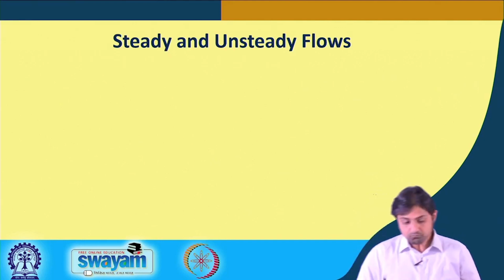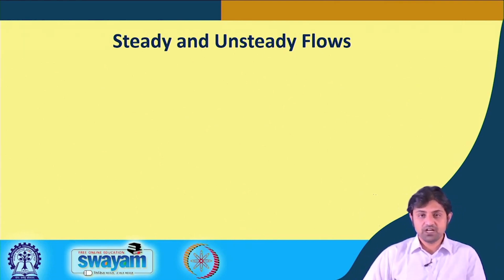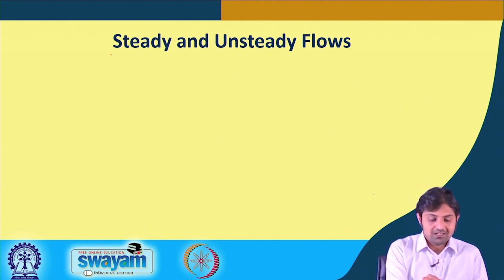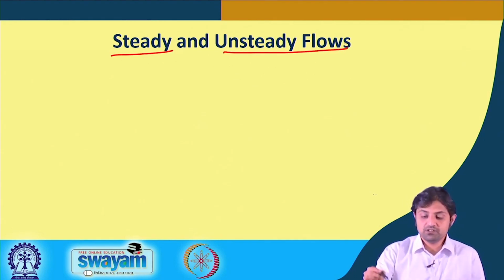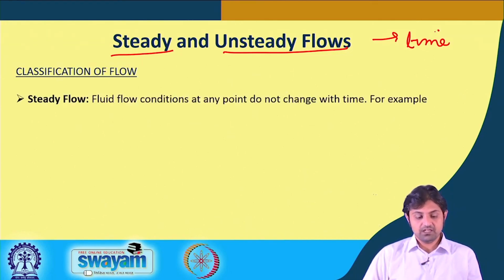All right. So we have talked about some velocity descriptions, Eulerian and Lagrangian, and then three-dimensional, two-dimensional and one-dimensional flow. Now it's time to talk about steady and unsteady flow. As you know from your fluid mechanics class, the main distinguishing component here is time. One classification of flow is steady and unsteady.